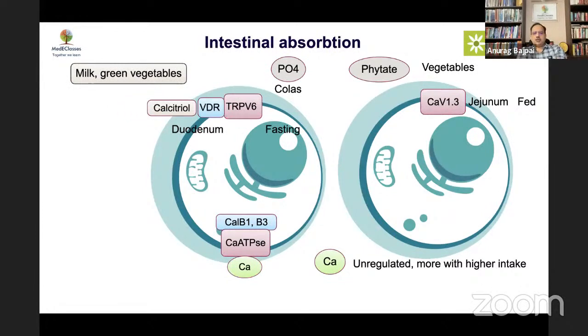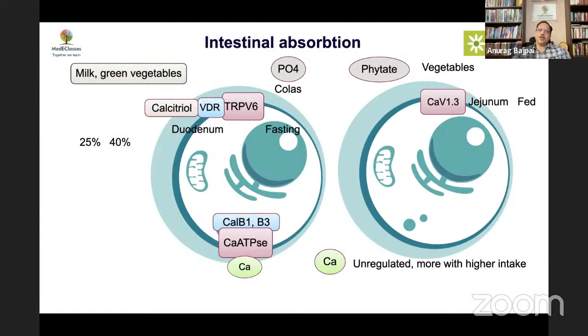In the absence of calcitriol, only 25% of calcium absorption happens, while when you have sufficiency of calcitriol, this absorption goes up to around 40%. So if you talk in that perspective, the only major role of the vitamin D pathway, including the receptor and calcitriol, is to increase the permeability of the intestine to calcium.